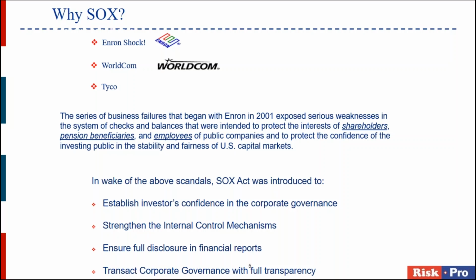The third one is Tyco. In 1999, they were investigated for reporting anomalies. At the end of the probe, it was discovered that the CEO and CFO of Tyco had siphoned off multi-million dollars by way of bonuses and misuse of employee loan programs.